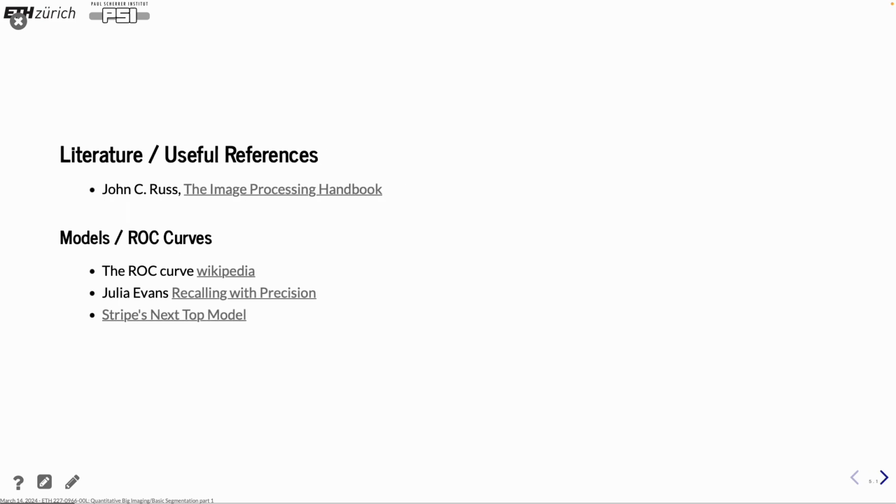And well, there's some reading, and as usual, John Russ has a lot of topics around segmentation and thresholding. One tool that we're going to use is the ROC curve, which I'll come to later, and then there is also a video about how it can be implemented, and this is the repository which is related to this talk.